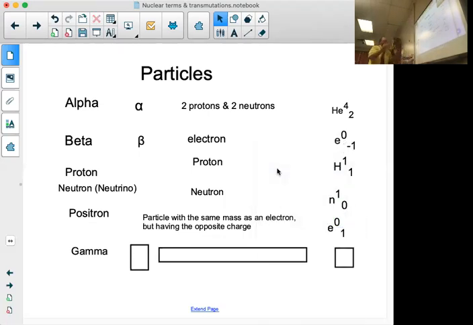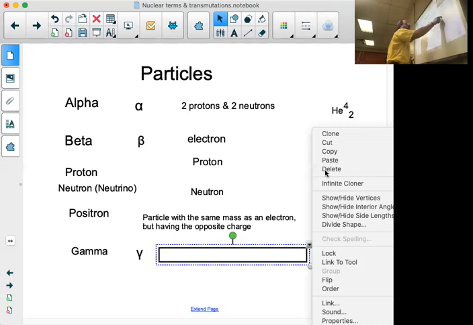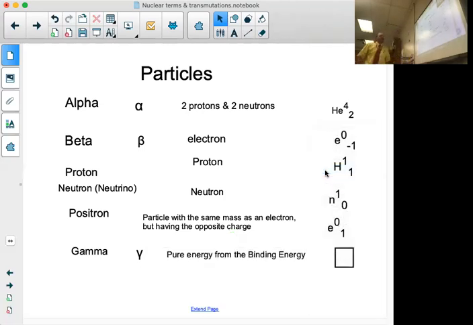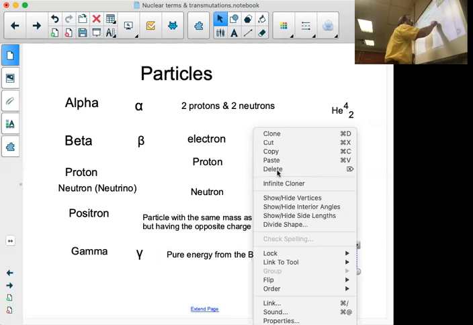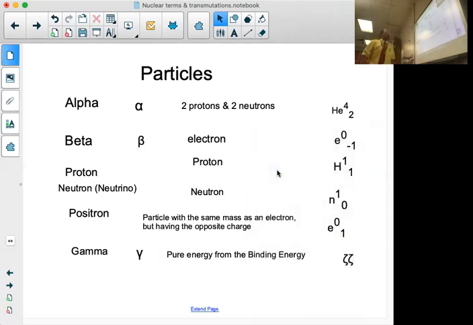Remember I said alpha, beta, and gamma are the 3 particles first discovered. Alpha symbol, beta symbol, and the symbol for gamma looks like a fish on its head. All right, now what's left? There is nothing left, so it's pure energy from the binding energy. Binding energy is what holds the nucleus together, the protons and neutrons. When that comes apart, that's the binding energy. There is no particle there, so we use 2 squiggly lines representing gamma emission.